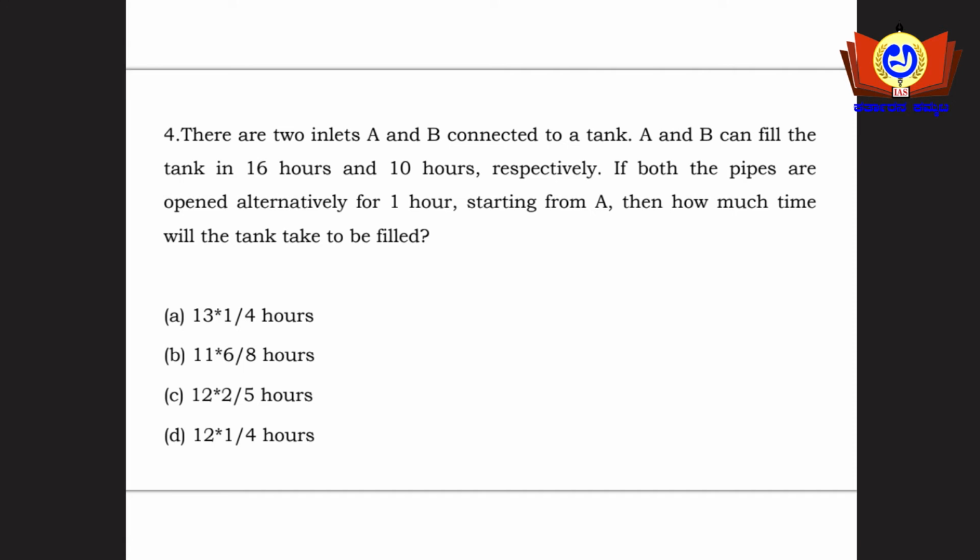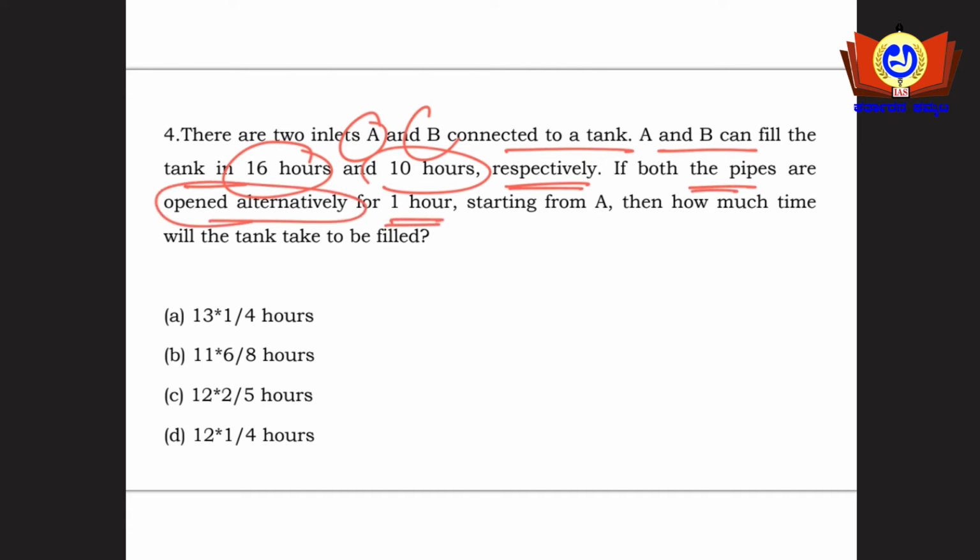There are 2 inlets A and B connected to a tank. A and B can fill the tank in 16 hours and 10 hours respectively. If both the pipes are opened alternatively for 1 hour starting from A, then how much time will the tank take to be filled? What is the time taken for the tank to be filled if the 2 pipes A and B are opened alternatively for 1 hour? I'll be solving it in the next page.